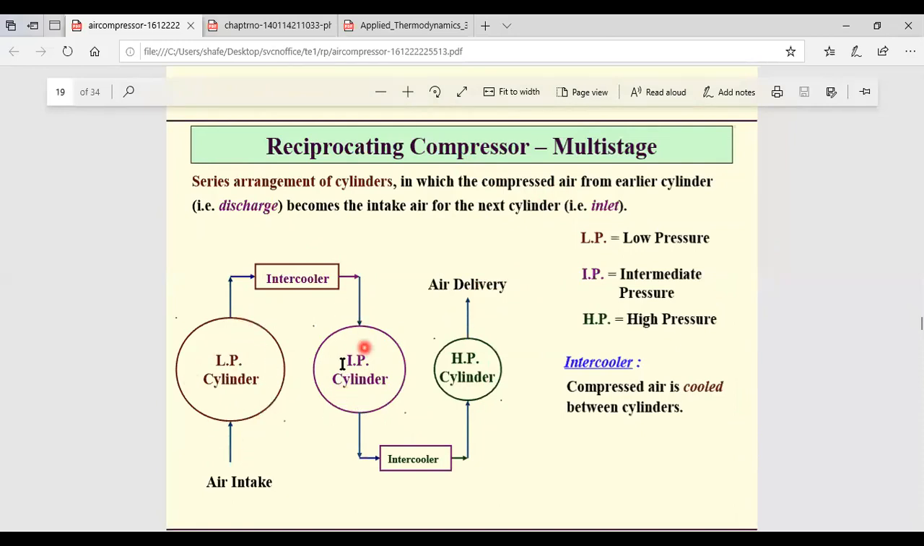Sometimes this intermediate cylinder won't be there. It will be a low pressure cylinder, intercooler, then high pressure cylinder and delivery. I think you have already worked in the lab session where you have seen the two-stage compressor, where one cylinder is a low pressure cylinder, another is the high pressure cylinder, and you have seen an intercooler in between. So the compressed air after the low pressure cylinder is cooled before going to the high pressure cylinder. For the time being, assume that there is no intermediate pressure. Then what will happen?